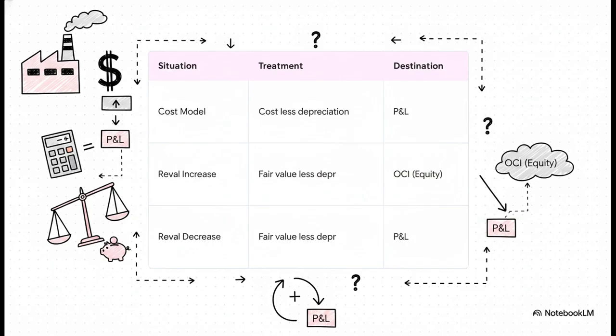If fair value increases, it flows straight to other comprehensive income, OCI, and sits safely in equity. If it decreases, it generally hits the P&L. And if an increase actually reverses a previous P&L decrease, well, then that specific portion goes back through the P&L. You've got to track these flows flawlessly.